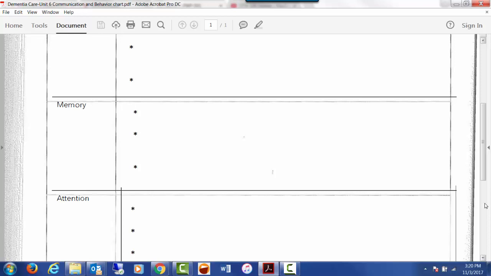Second approach, speak in short sentences and avoid lengthy run-on sentences packed with steps. Third approach, use closed-ended questions. Example, would you like orange juice or apple juice? Do you want coffee, tea, or water? Would you like to wear the blue shirt or the red shirt?